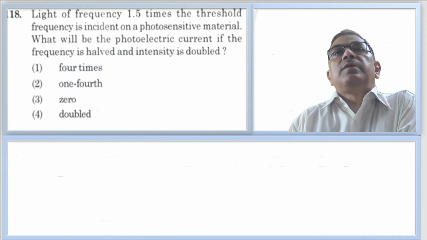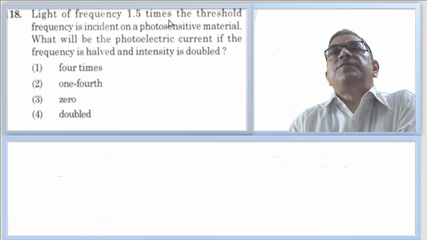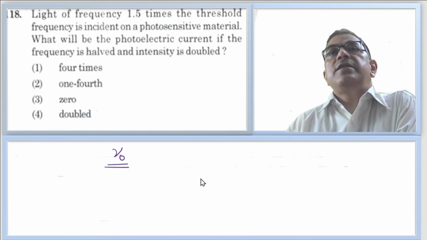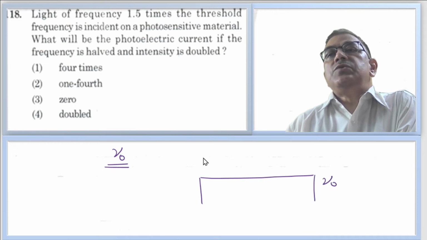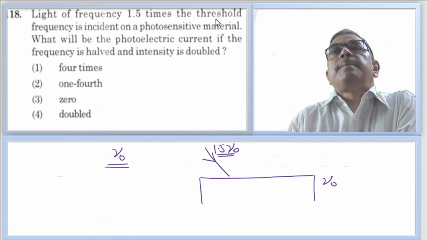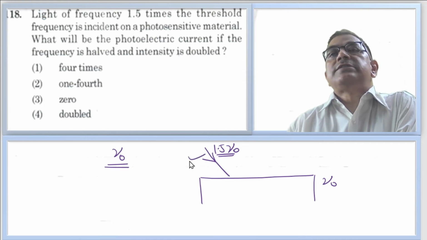The next problem: you see, light of frequency 1.5 times the threshold frequency. Let the threshold frequency be nu naught. This is the threshold frequency, and here is the photosensitive material. The threshold frequency is nu naught, and the incident light happens to be of 1.5 times nu naught. So light of frequency 1.5 times the threshold frequency is incident on a photosensitive material, so we understand it.